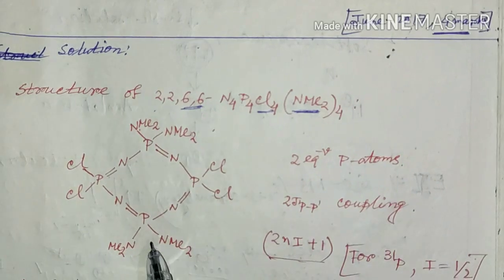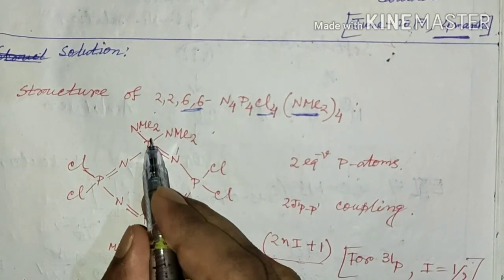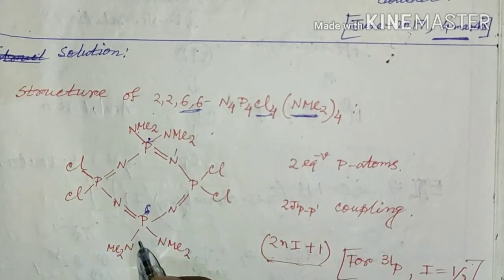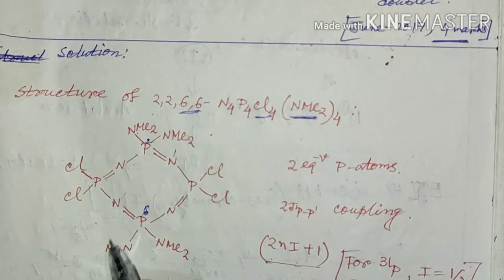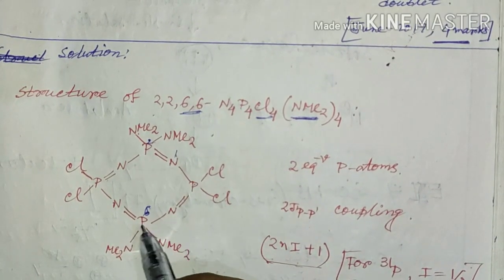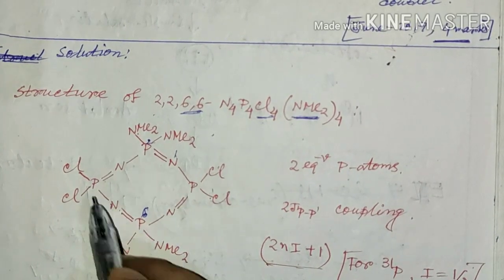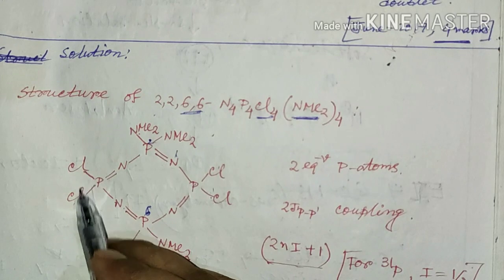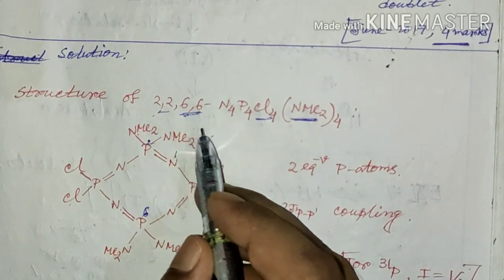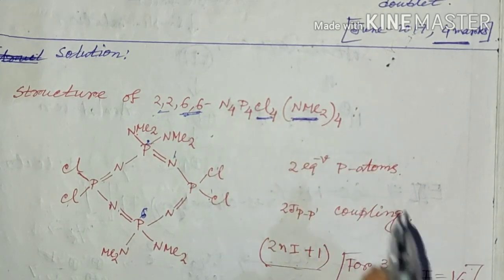The structure is like this. Here if we number in this way, that is 1 2 3 4 5 6, that is 2 2 6 6 for this tetra NMe2 ligand, or the other way 1 2 3 4 5 6, that is 2 2, that means this 2 Cl ligand, and 6 6, this 2 Cl ligand. That means this 2 2 6 6 signifies the numbering of these Cl ligands or this NMe2 ligand.